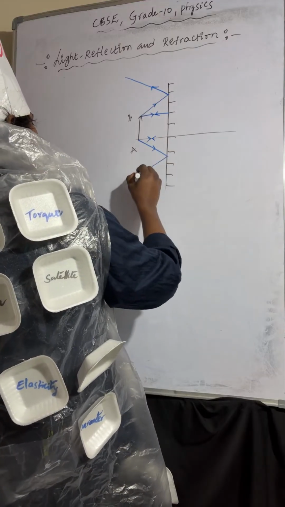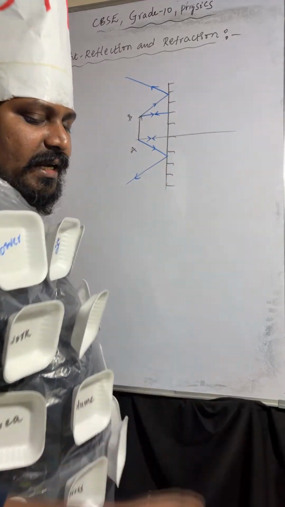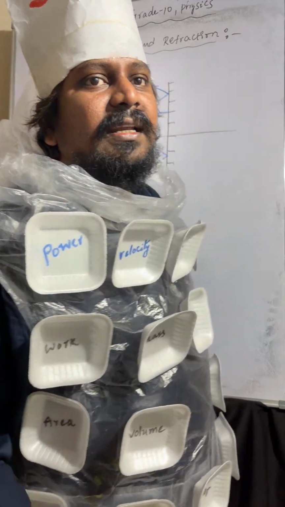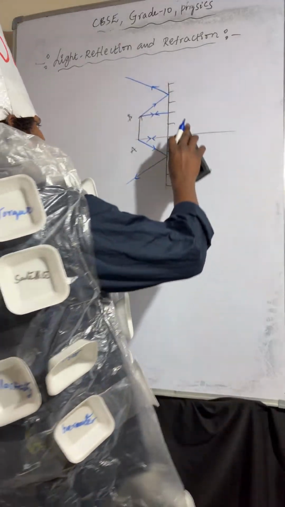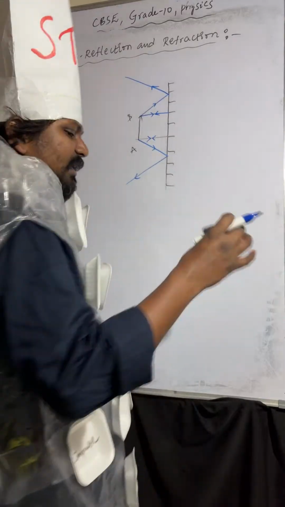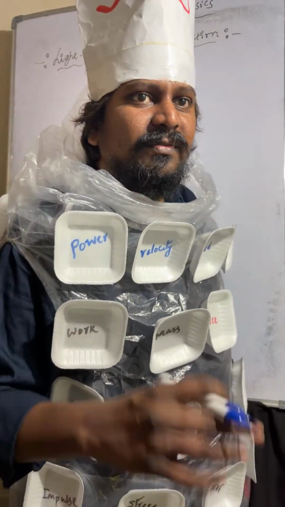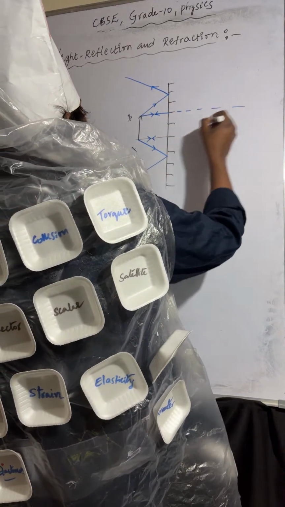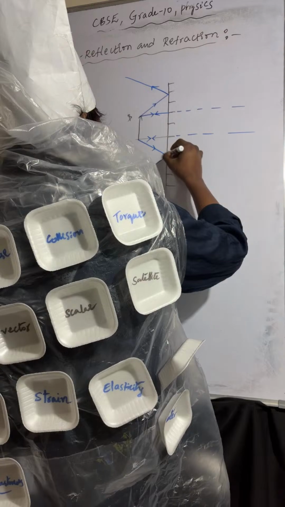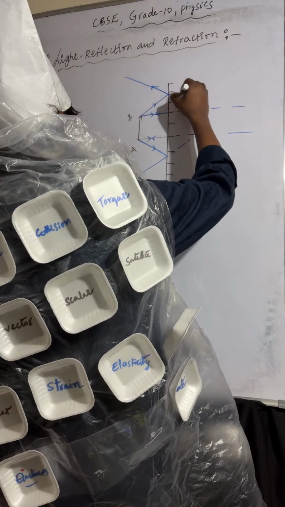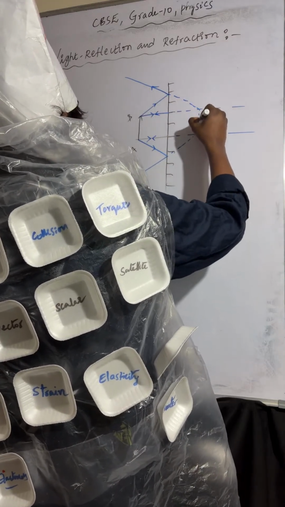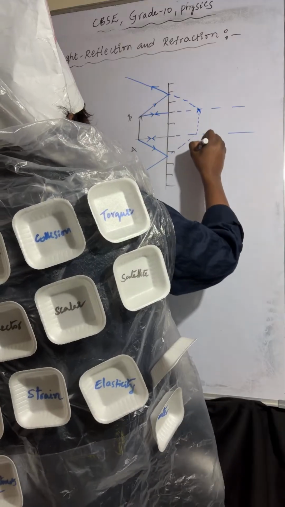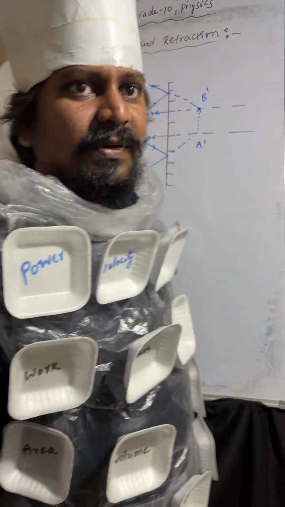And here you can observe, if you are extending those light rays, extended light rays are meeting at one point. So I am extending these light rays and these light rays. So their image will form. What type of image? Virtual, erect and same size of image will form.